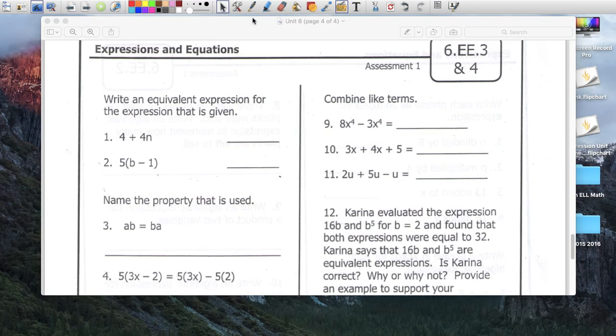Combine like terms, and here we go. Can we combine 8x to the 4th minus 3x to the 4th? Yes. So we'll subtract the coefficients, and that gives us 5x to the 4th.